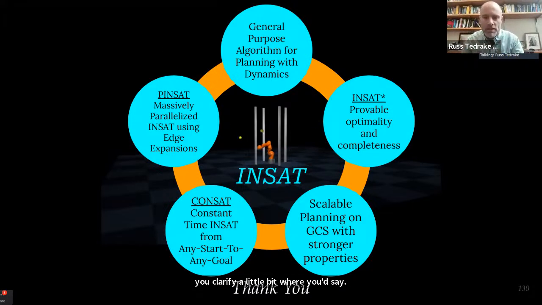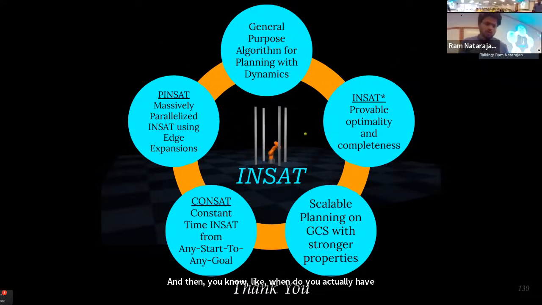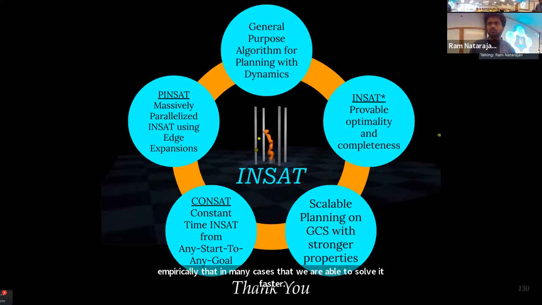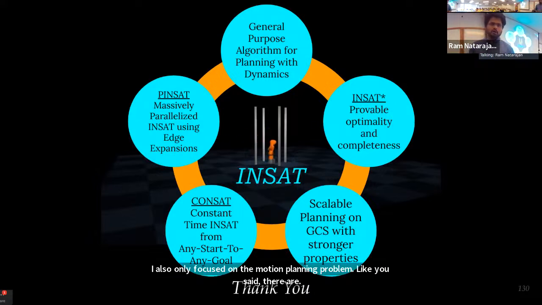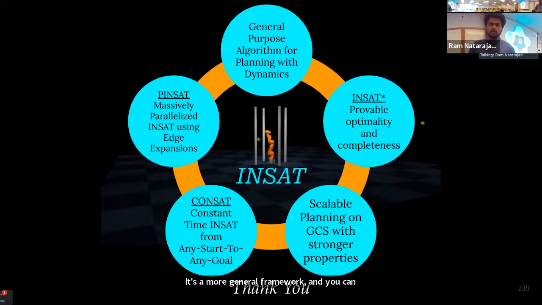I know what you mean by the repeated visits, and when do you actually have these performance benefits? Yeah. So, it's not strictly superior in terms of the planning efficiency, right? We only find it empirically that in many cases we are able to solve it faster. And I also only focused on the motion planning problem, like you said. So it's a more general framework, and you can encode harder problems. And I haven't at least evaluated for those hard GCS problems.